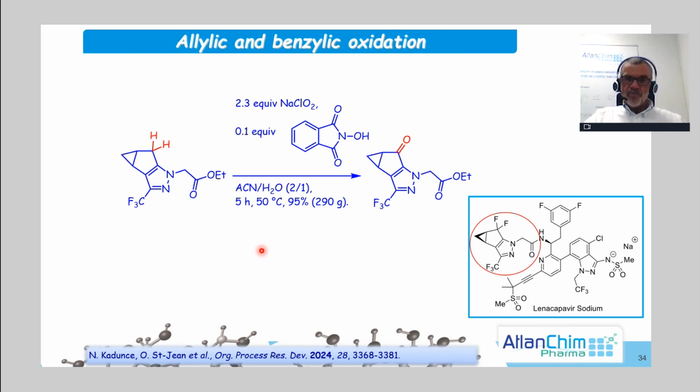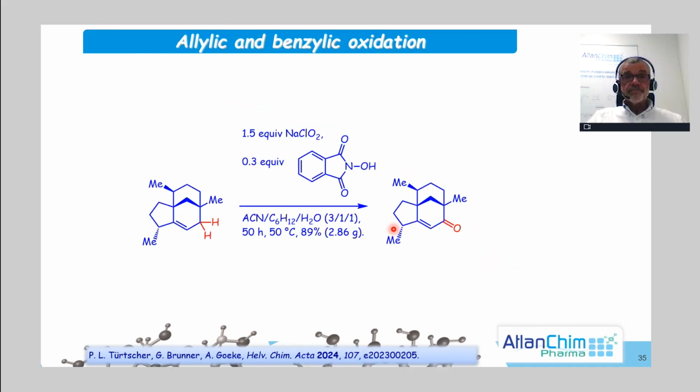However, an alternative approach to this scaffold was developed due to the detection of chlorine dioxide in the reactor on large scale, despite the precautions taken, in particular the use of nitrogen stream. In this last example, sodium chlorite oxidation of this hydroazulene sesquiterpene here gave this corresponding enone in 89% yield on almost 3-gram scale.